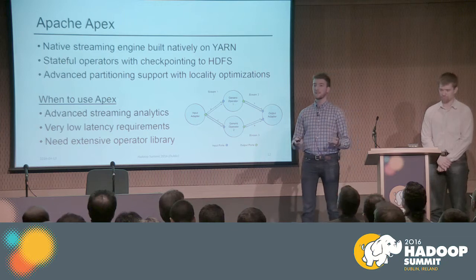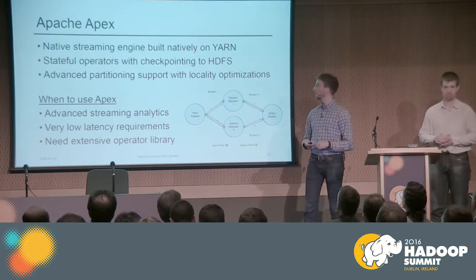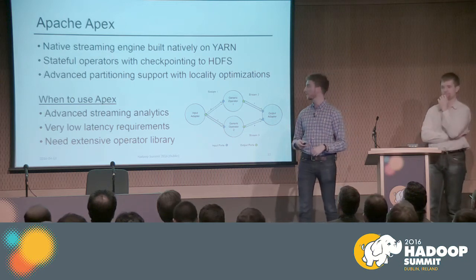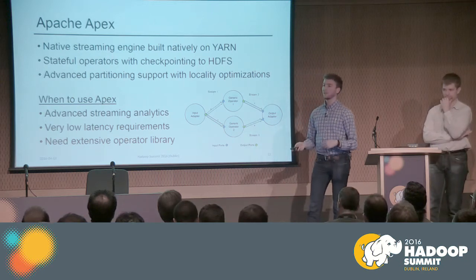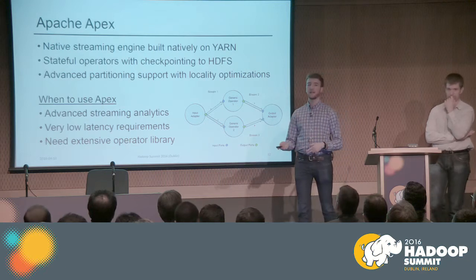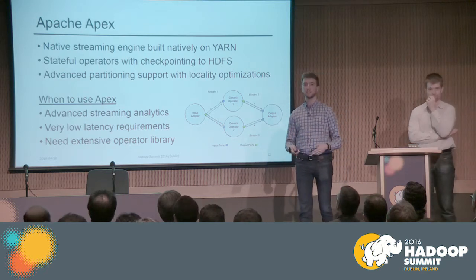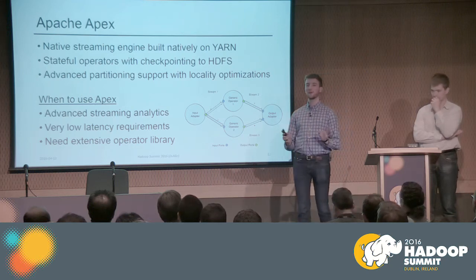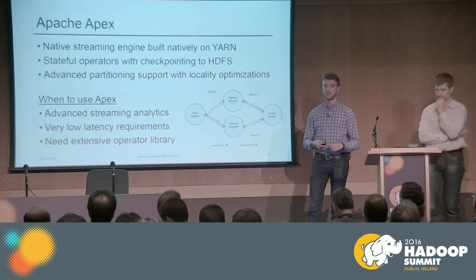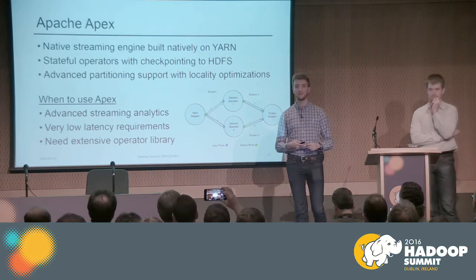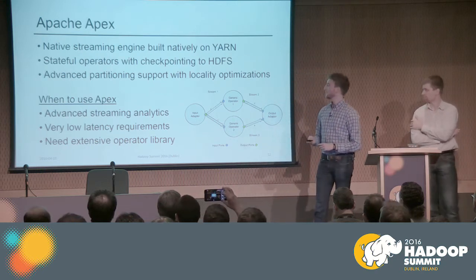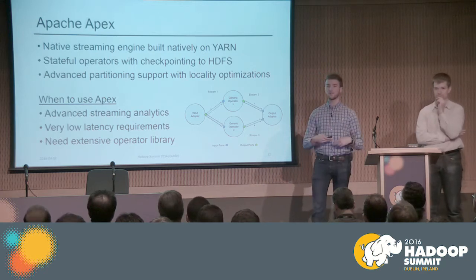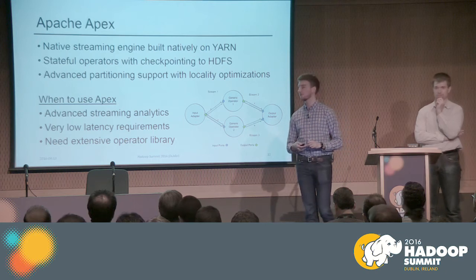It also has stateful operators and thus checkpointing to HDFS for fault tolerance. So it also has exactly-once processing guarantees. But in contrast with Flink, Apex only has a very low-level API. So it's much harder to program for the regular developer. It's more suited for engineers who have very good Java knowledge. It has some nice features, such as advanced partitioning schemes and some locality optimizations to push the performance even further.